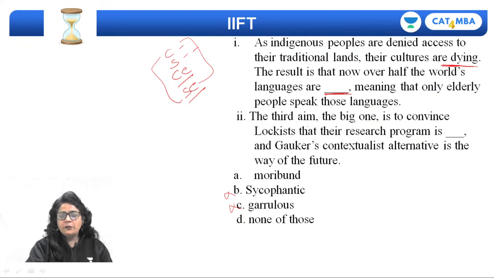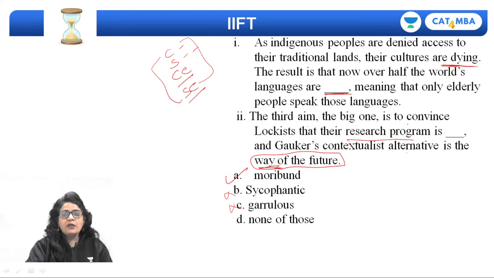This says the third aim, the big one, is to convince locust that their research program is dash and Gopal's contextualized alternative is the way of the future. Thus, he has to be convinced that his research program does not have any hope, does not have any prospects for the future, and this is the way of the future. That means this is going to be more fruitful than that. So here this word is also fitting in both the sentences. Hence the answer is not D, the answer is A.